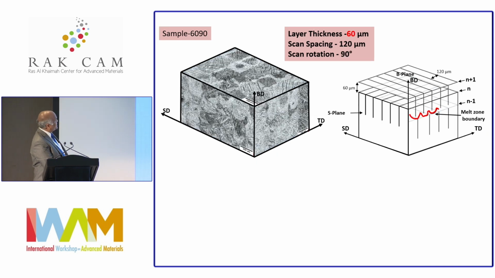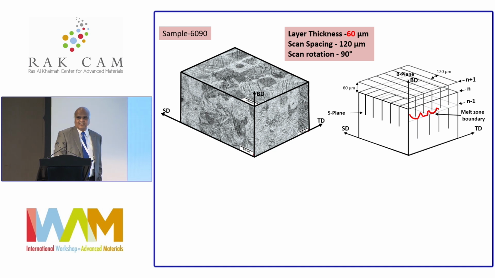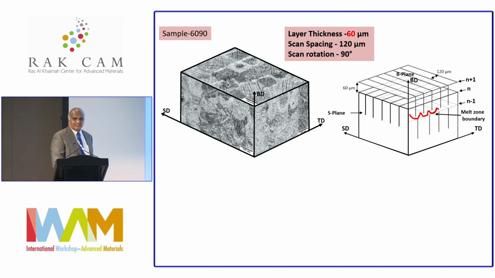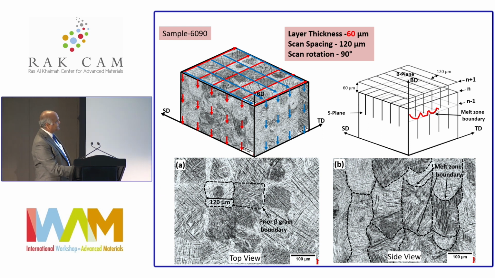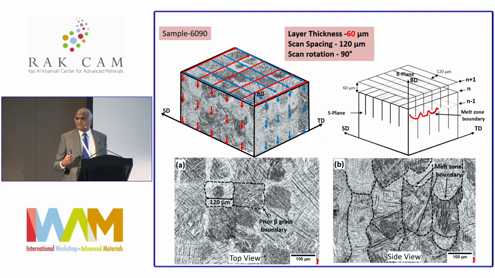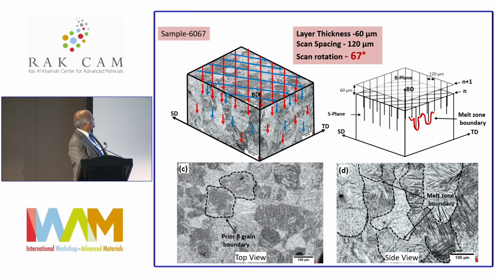So if now I change to 60 microns layer thickness, in the previous two instances, it was 30 microns. I doubled it. So epitaxial growth is lost, right? As a result, on the top, I still have the square grains, but on the side, I basically don't have the epitaxial growth. So these are no longer columnar grains. And when I finally go to 60 microns and 67 degrees rotation, I get equiaxed grain structure.